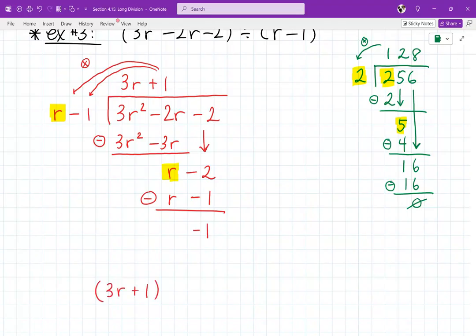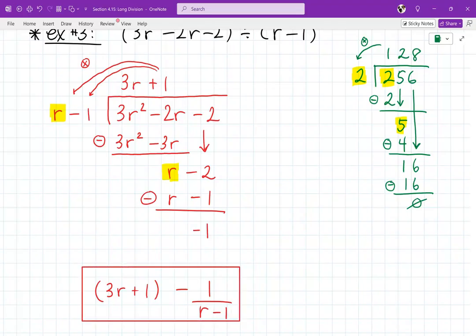I'm going to put in a parenthesis just to separate it from the remainder. 3r plus 1. The remainder is a minus 1, right? Minus 1. But when you write the remainder properly, it's the remainder divided by what you were dividing by, the r minus 1. So you're going to put divided by r minus 1. And there you go. This is my solution to this problem.